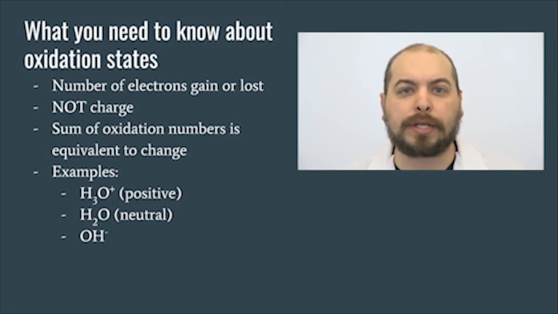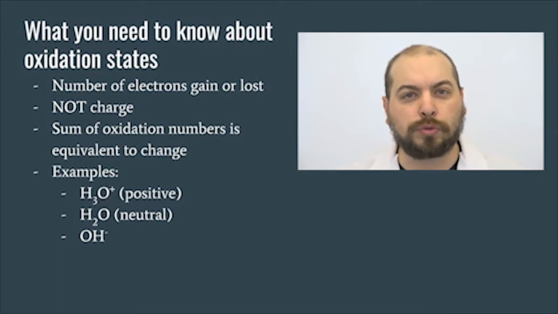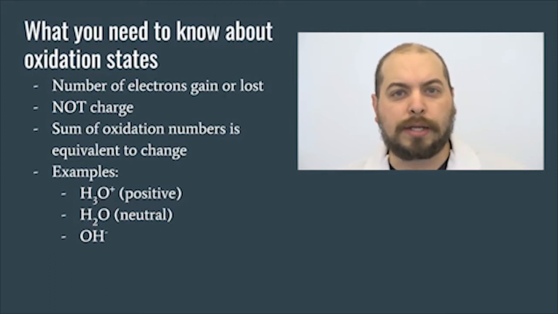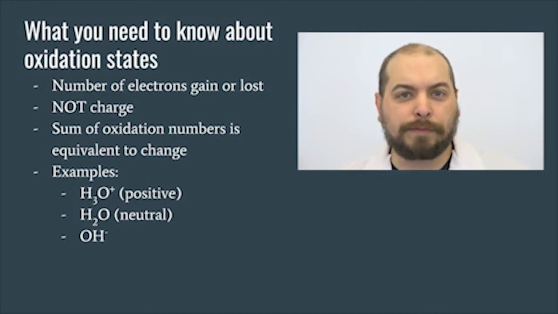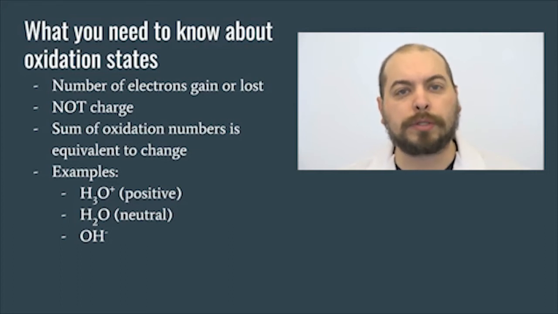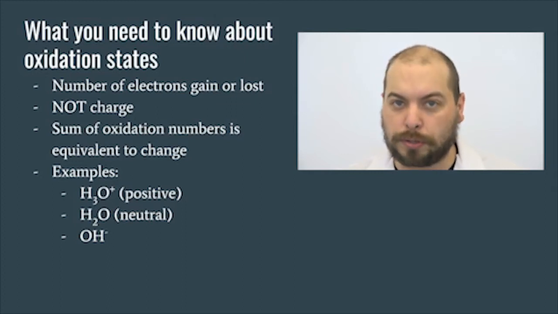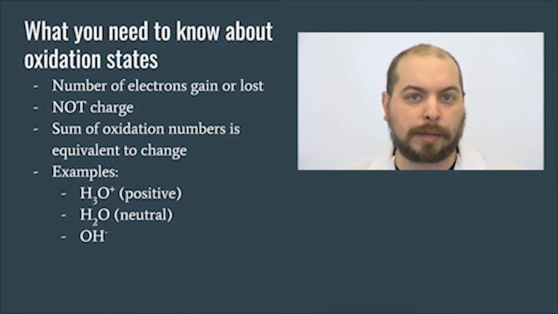In compounds, electrons are not truly lost or gained, even in the solid ionic forms. So there's a little bit of a difference there between oxidation numbers and charge. You want to be very clear: when you're talking about oxidation numbers, you are talking about oxidation numbers. When you're talking about charge, you're talking about charge. So let's keep those clear and separate.